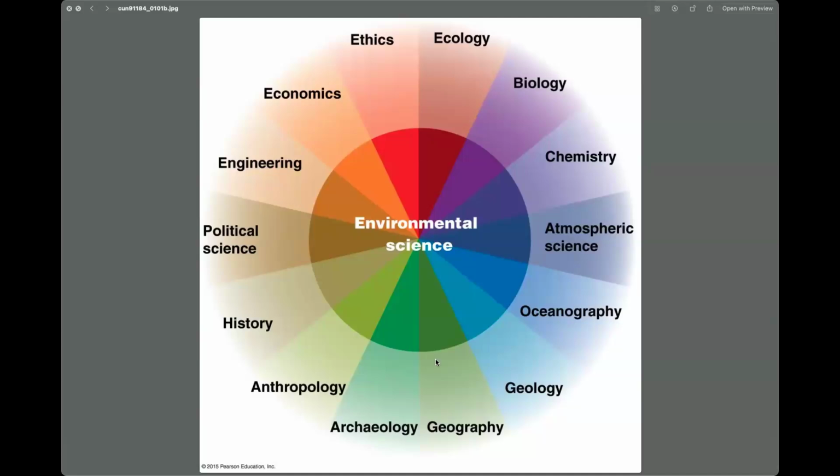This half is environmental studies. It's social sciences and humanities. So they've misnamed this. I should change this diagram. And so what is environmental studies? At the very bottom, you'll see that it includes archaeology.